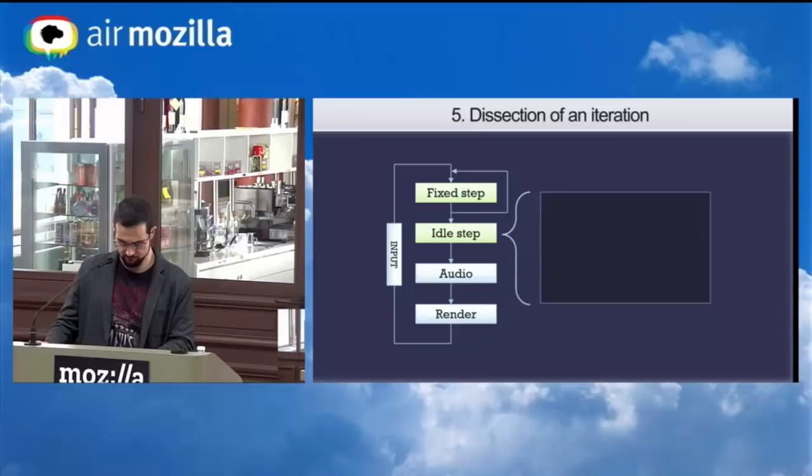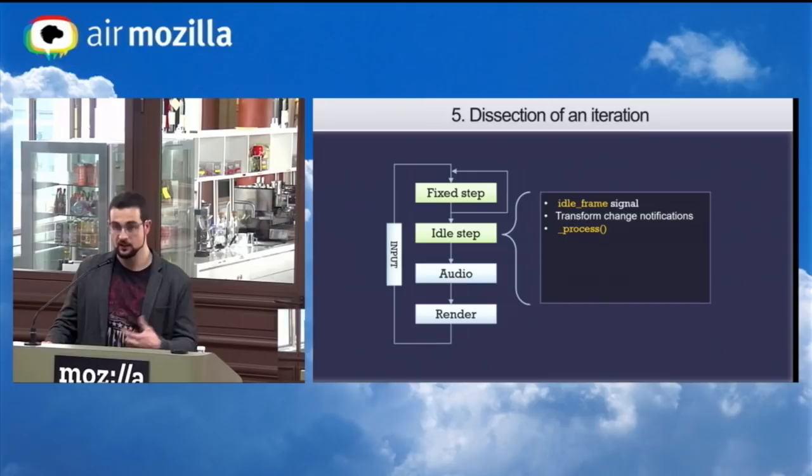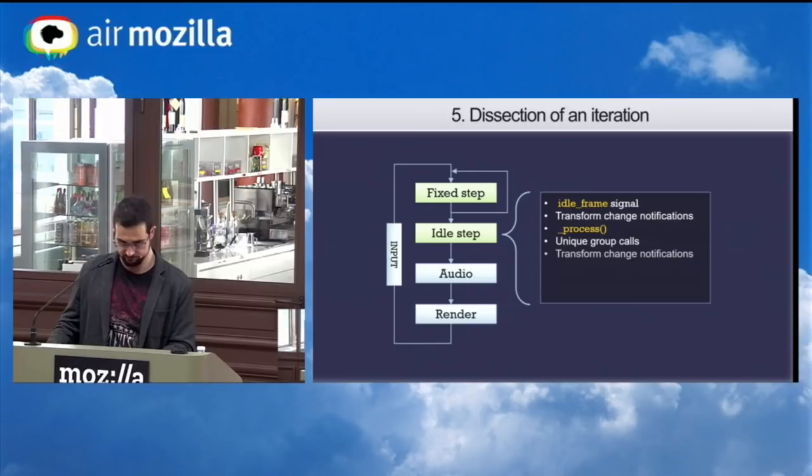Well, the idle step will be much shorter because it's almost the same. You get here the idle signal. If you want to do something per visual frame instead of fixed frame, you have the chance to do it there. And transform change notifications again. The idle processor is called in your nodes. Again, the unique group calls are flushed here. More change notifications if some transform has been changed in the former steps.